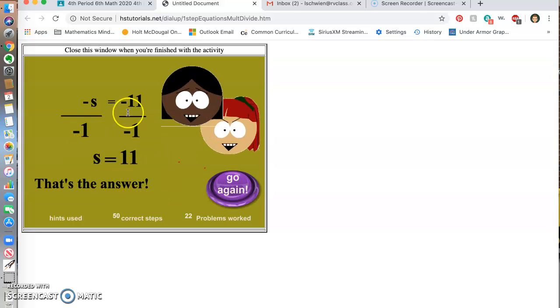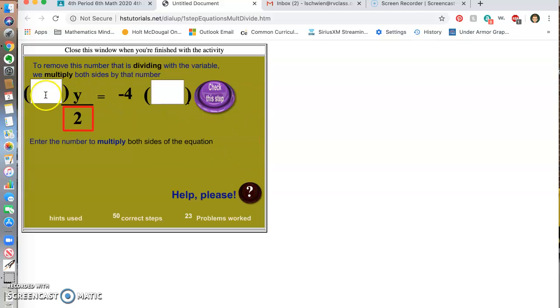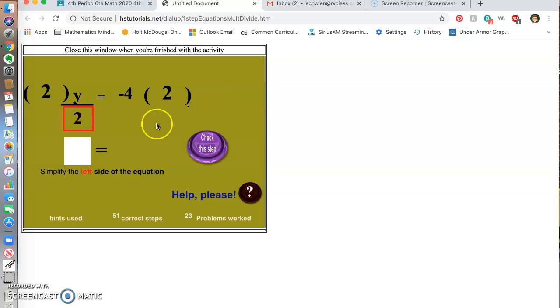Now that's a tricky one. Again, you might just want to think about finding the opposite here, finding the opposite here. You get the same answer. Multiply to undo it. Multiply by that number that is by the 2. Multiply by 2 on both sides. Cancel those 2's out, and that leaves you with a y. And that gives you -8.